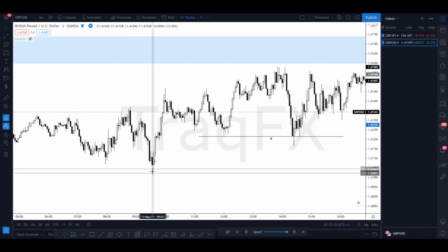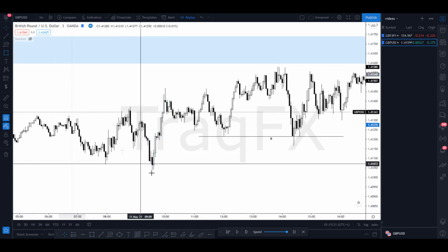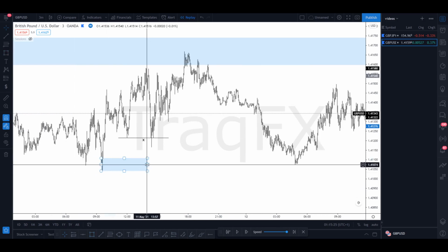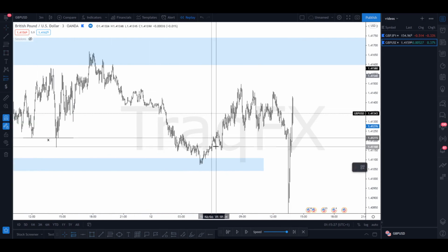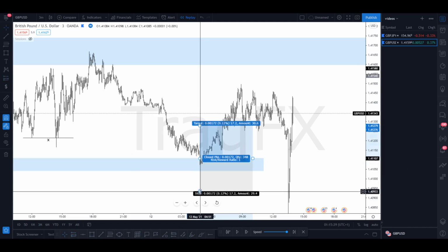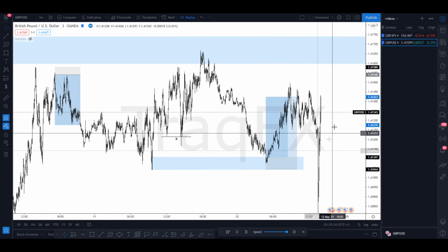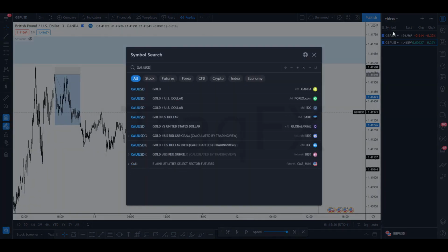We have that. This is our last move up that broke structure towards the left. So really, I would be looking to enter on this last institutional down candle before the move up. Price comes in perfectly, taps us in, stop loss at the low, TP just at the next high, right over here. It's that simple. Now I'll show you guys a live example on gold.